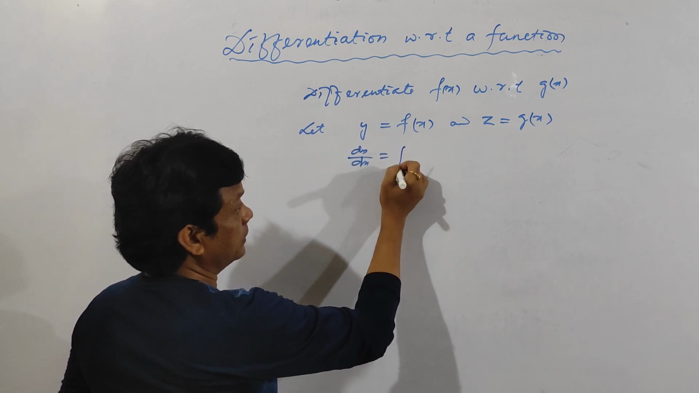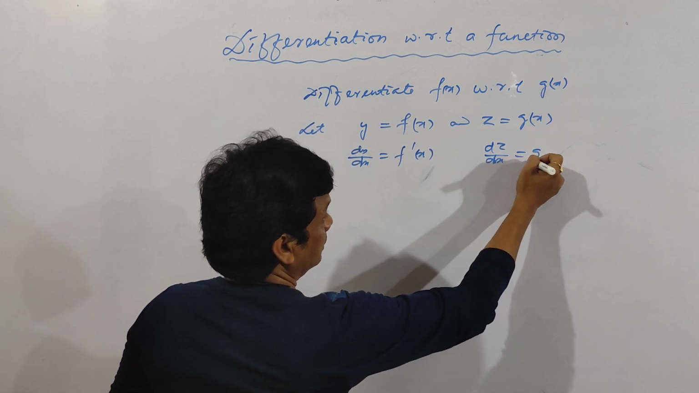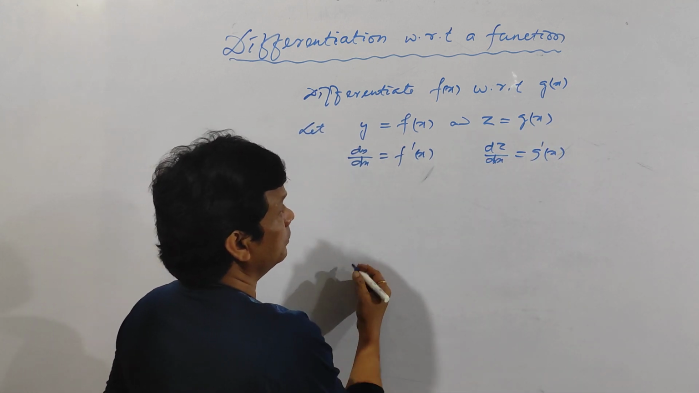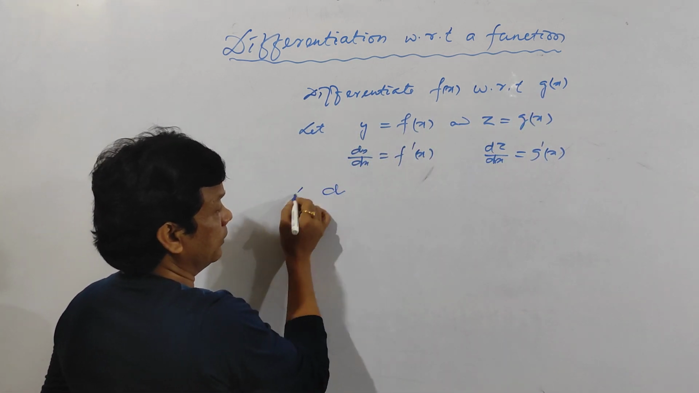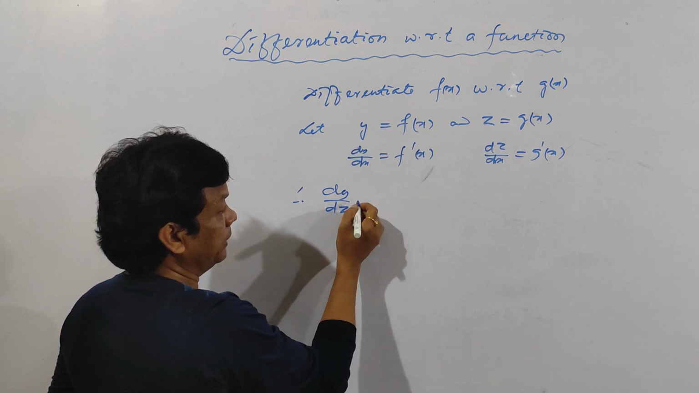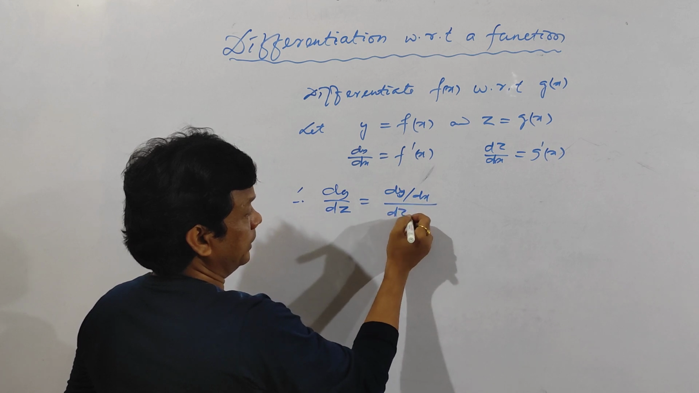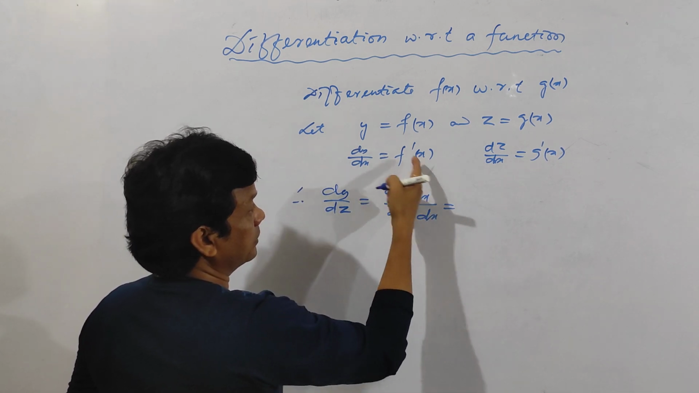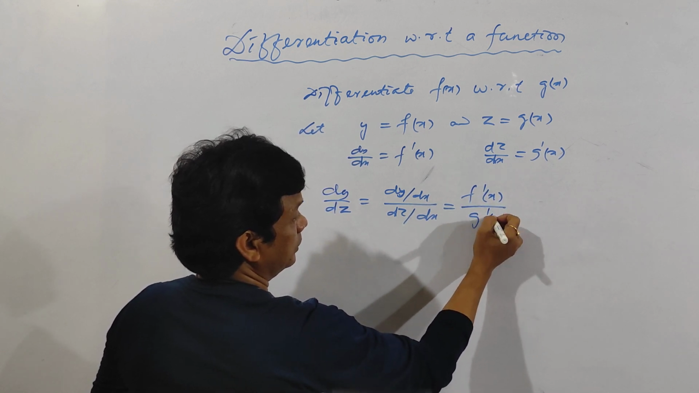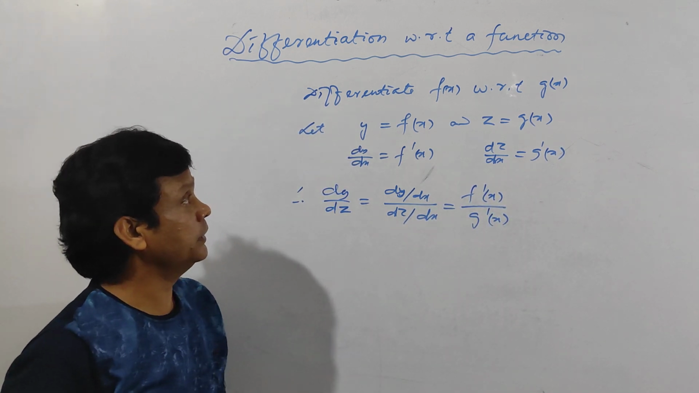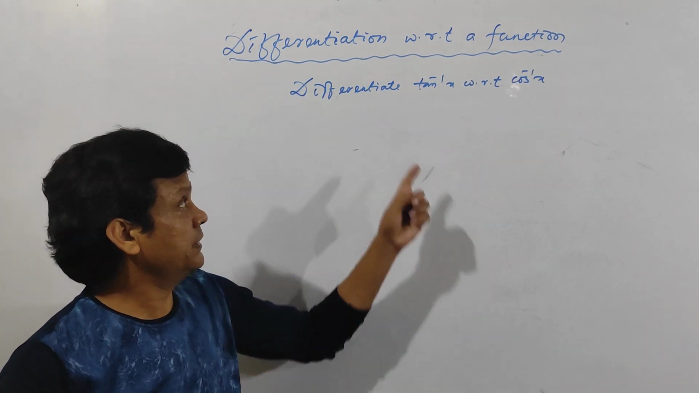That means you want to find out dy by dx. And what is dy by dx? It is f dash x. And what is dz by dx? It is g dash x. And you have to find out the derivative of f with respect to g, that means the derivative of y with respect to z. So therefore dy by dz. Dy by dz means it will be dy by dx divided by dz by dx, which is f dash x divided by g dash x. So this is the procedure, how to find out the derivative of a function with respect to another function. Clear?